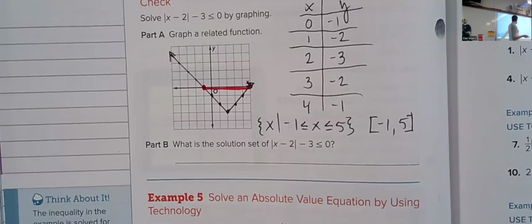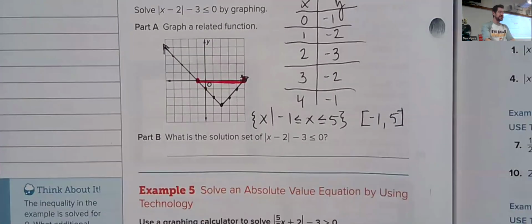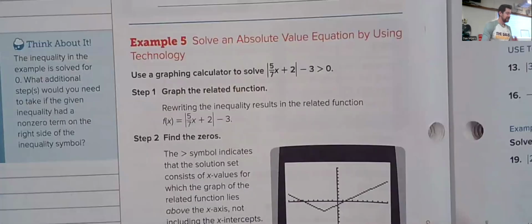What values of x are underneath the x-axis? All of them. So this would be infinitely many solutions. This would be no solution for that particular case. So you have to pay attention to what this is asking you. And you need to pay attention to where the graph is in order to get your answer. So let's do one more. Let's use the graphing calculator one more time.